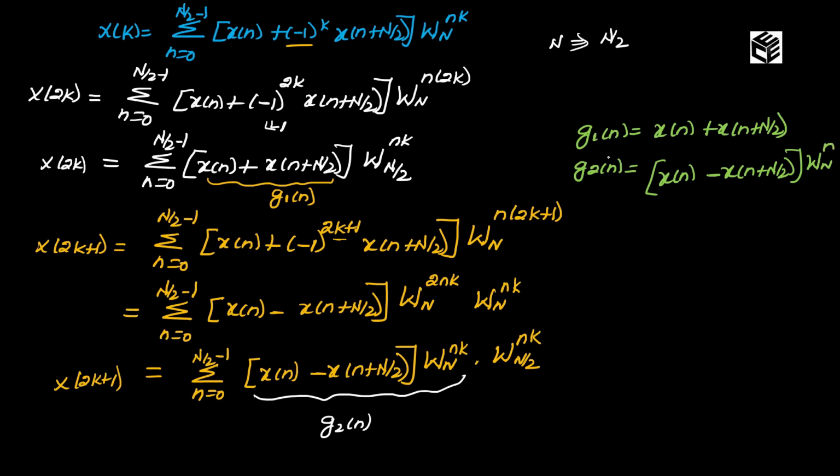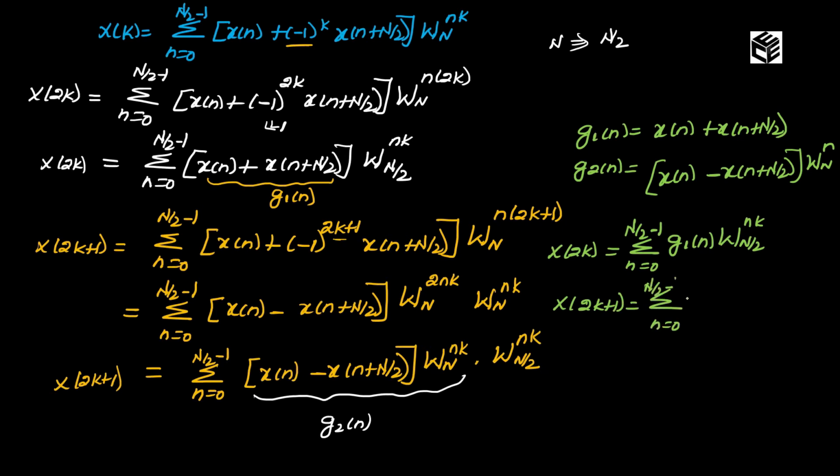Understood? With the help of this g1 of n and g2 of n, I can write x of 2k as summation n equal to 0 to N by 2 minus 1, g1 of n W N by 2 power nk. Similarly, x of 2k plus 1 is equal to summation n equal to 0 to N by 2 minus 1, g2 of n W N by 2 power nk. Understood? So this expression can also be written as g1 of k and this as g2 of k. So this is the output of the first stage computation.